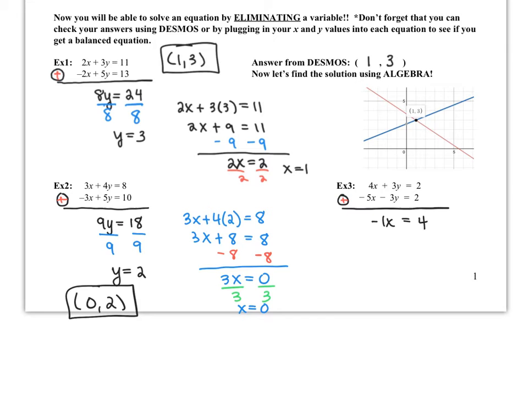So at this point, pause the video, finish finding your x value, don't forget to find your y value, put your answer in as an ordered pair, press play when you're ready to check your answers.